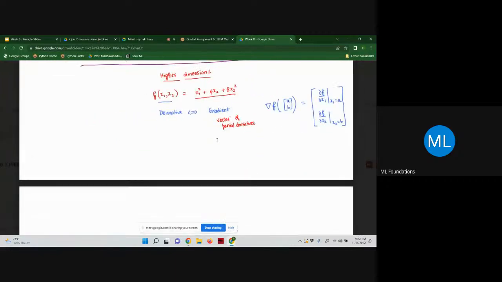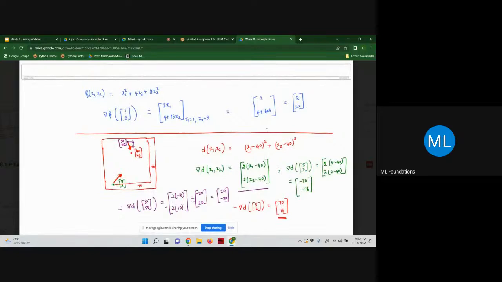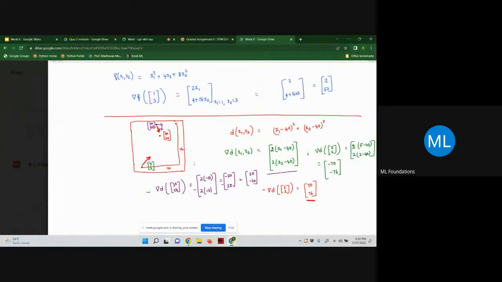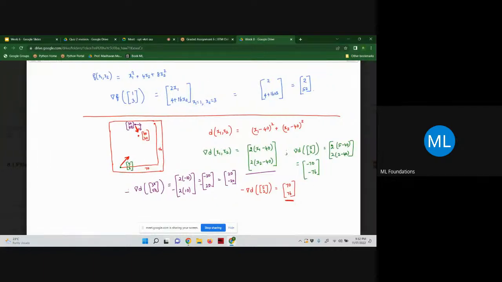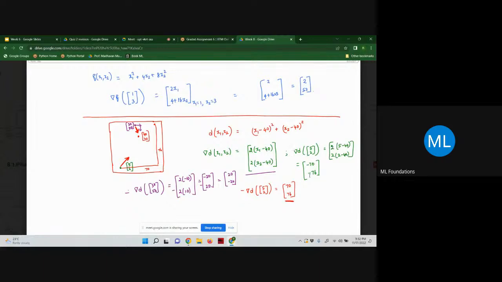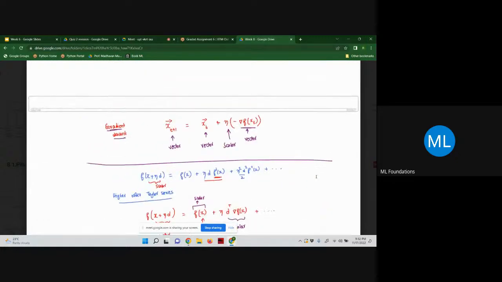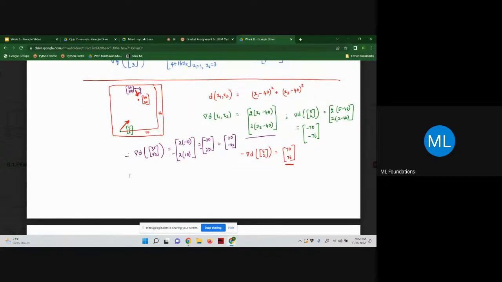Okay, so as I told, for higher dimensions we will be using the partial derivatives, the gradient, and using the gradient we will be updating the values. Here they mentioned, initially, they are starting from 5 comma 2, x1 chosen as 5 and x2 chosen as 2, and using the gradient they got minus 70, minus 76. Using that they can update the value. The updated value will be based on the eta. If the eta is 1, then that will be something like 65 and 74.